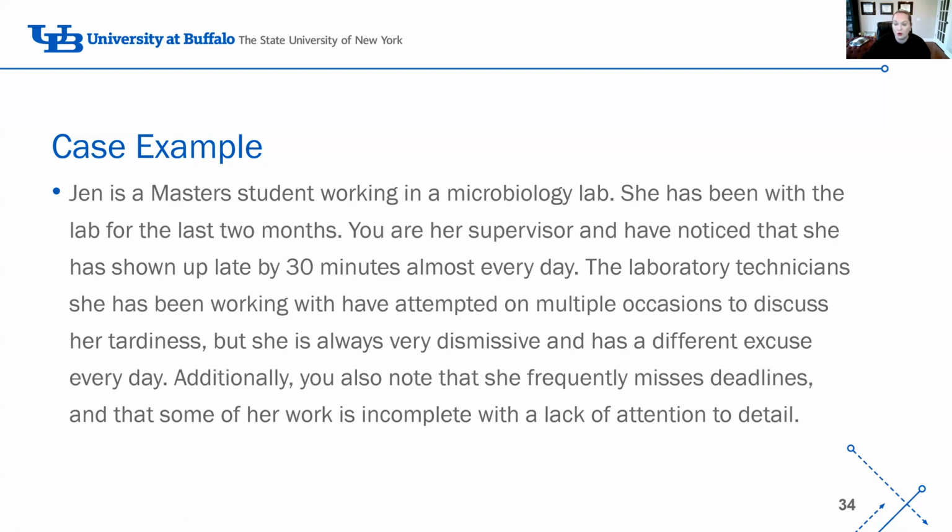Additionally, you also note that she frequently misses deadlines and that some of her work is incomplete with a lack of attention to detail. So there's a few things here. She's been with you 2 months. You're her direct supervisor. She's continuously late. It's been tried to be addressed by colleagues and peers. She seems to be dismissive. In terms of other things, she's missed some deadlines and her work is lacking attention to detail.